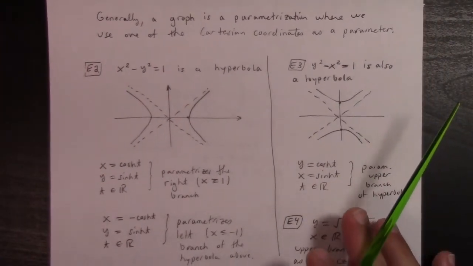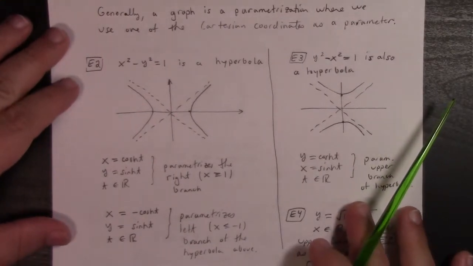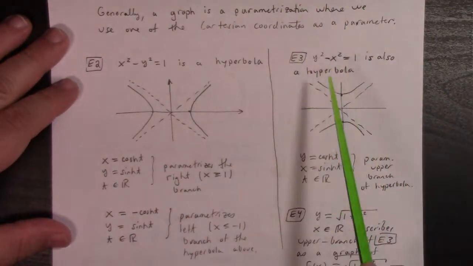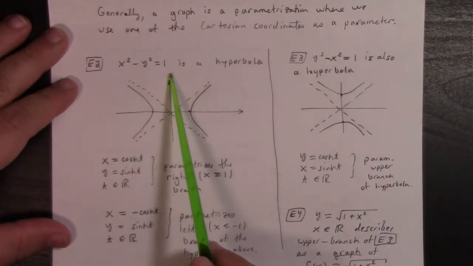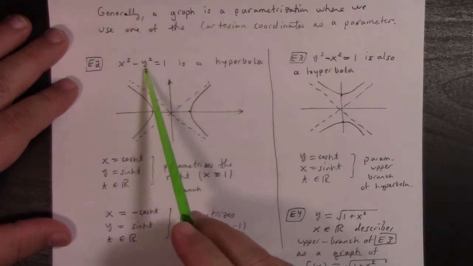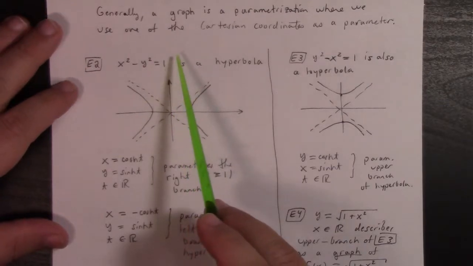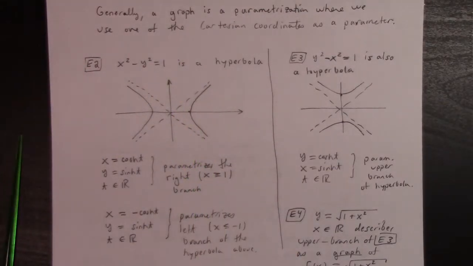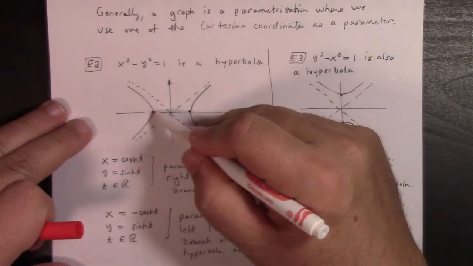Now we're going to focus mostly on parameterization for the rest of this video, but we'll talk a little bit more about the Cartesian viewpoint. So here it is. X squared minus y squared equals 1 is a hyperbola. If I think about y equals 0, that gives me x squared equals 1, which tells me x is equal to plus or minus 1. So that gives me these vertices here and here, right?